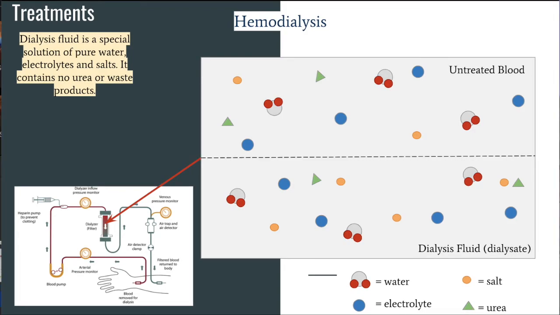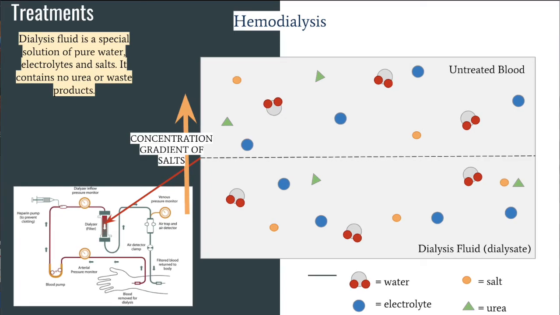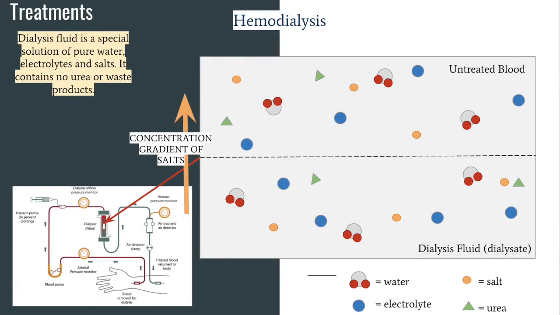Same thing with our salts. Notice the dialysis fluid has more salts than the untreated blood. Therefore, a concentration gradient is going to be established from an area of higher concentration to an area of lower concentration. Those salts are going to move from the dialysis fluid into the untreated blood. This makes sure that not only are we removing toxins from the blood, but we're also making sure that there is a good amount of salt, there's a good amount of electrolytes and minerals for your body.